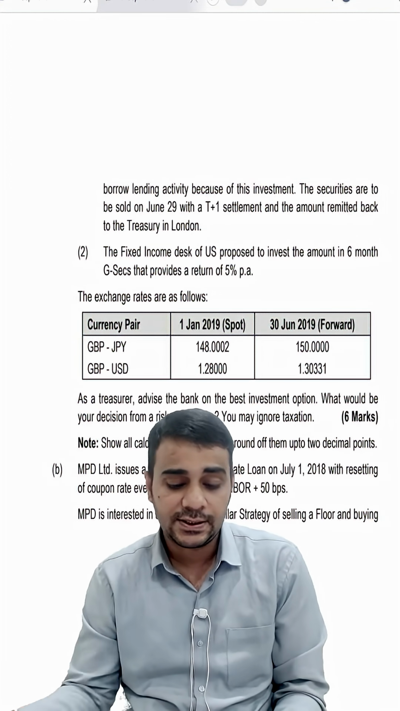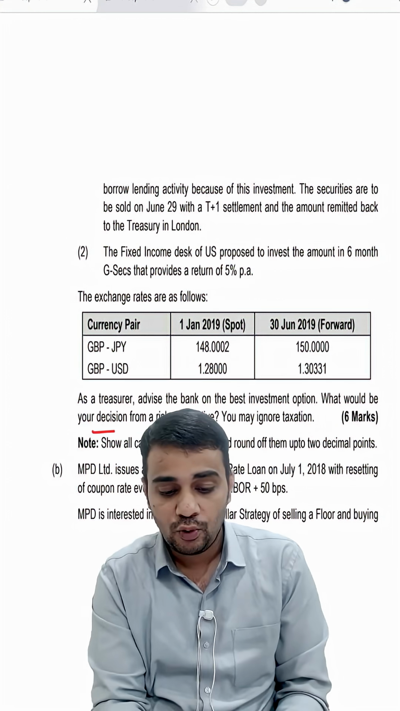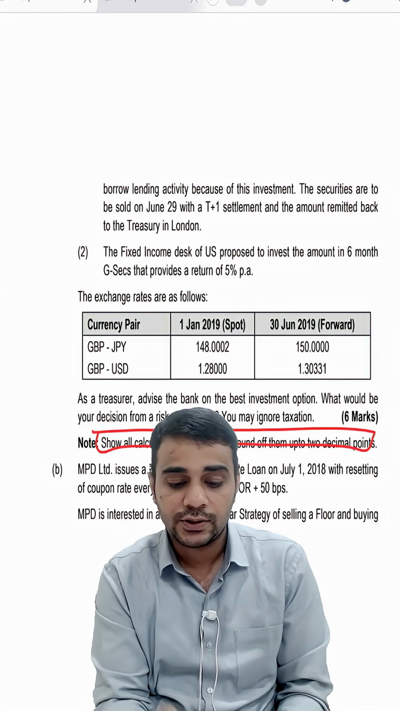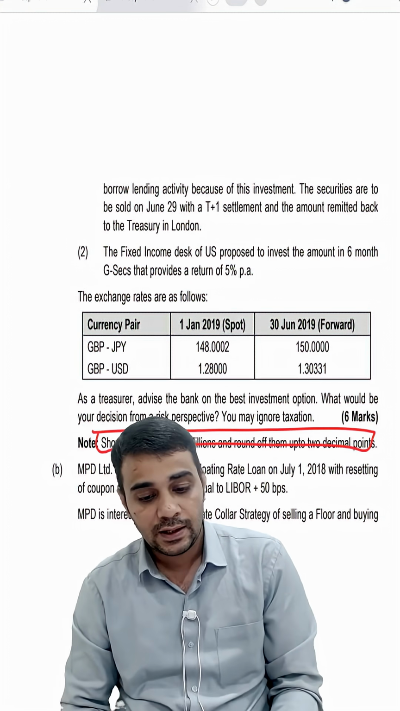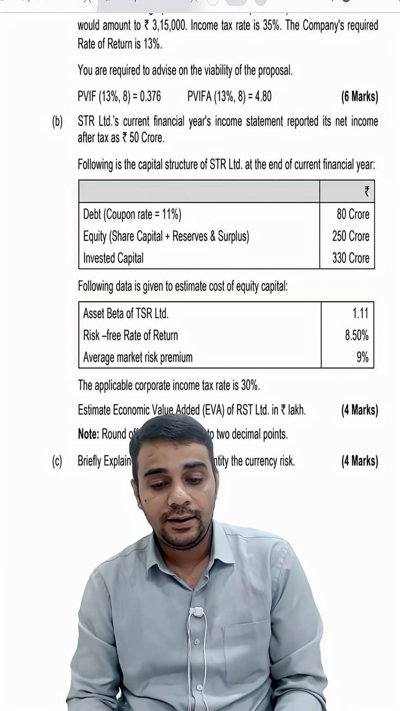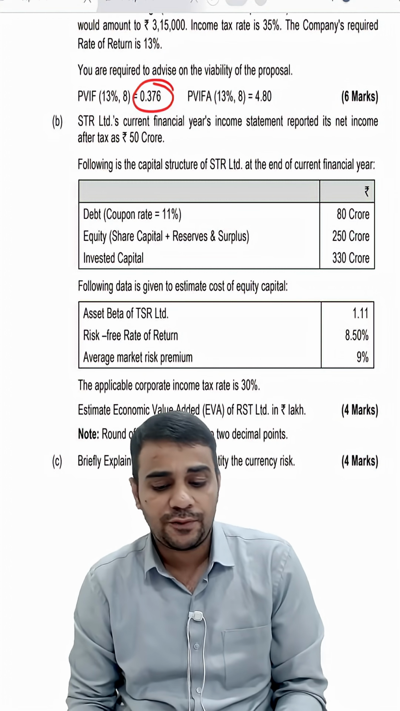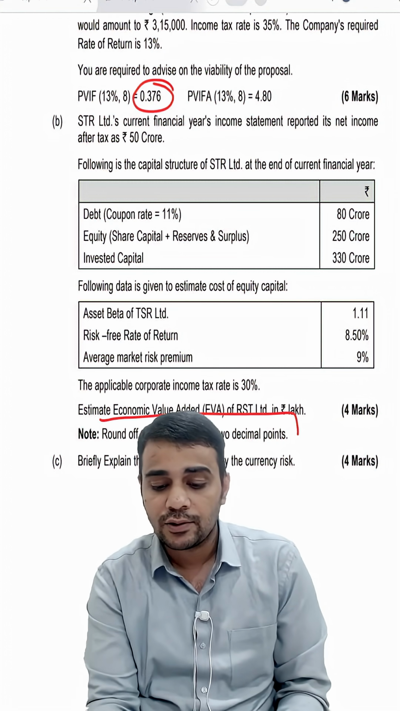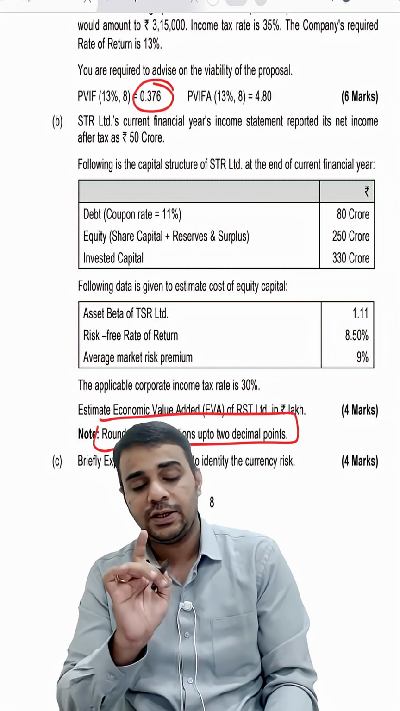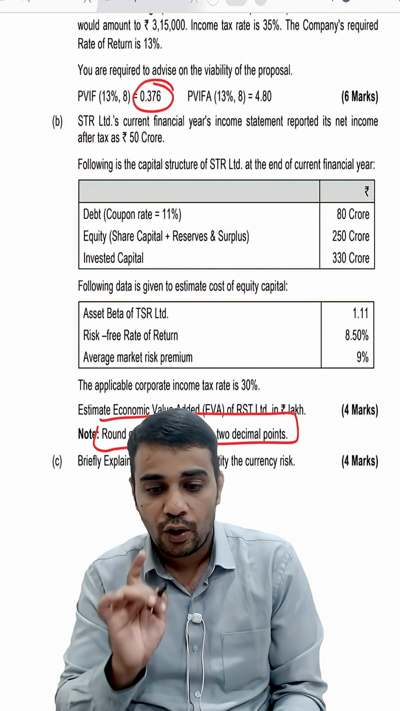For example, it says, show all calculations in millions and round them off to 2 decimal points. So, obviously, you'll have to follow this. Or they can give present value factors, and this is a 3 decimal present value factor. So PVF has to be to 3 decimals. Round off all calculations up to 2 decimal points. So the first thing you have to remember is what the question says. If the question has said something, follow that.